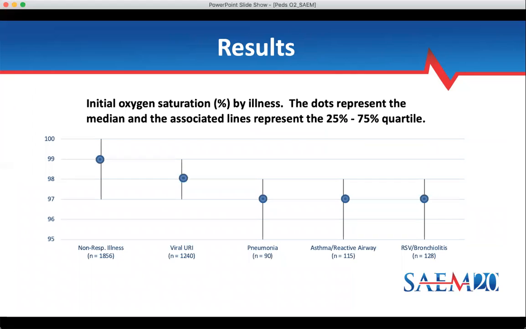Here are the results. This is the median and then the 25 to 75% quartile. The reason why we chose medians versus means and standard deviation is because we did not see a normal bell distribution. So therefore a median with the 25 to 75% quartile would be a better determination of what would be the range of these children in different diseases or different illnesses.